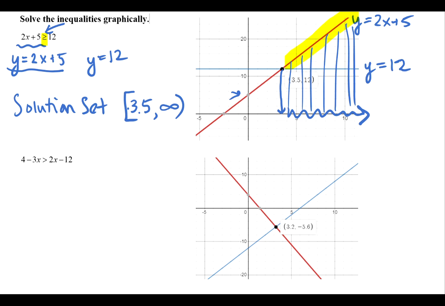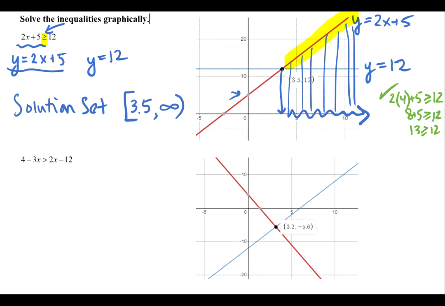We could easily check that by plugging a value in right on the edge. So say 4. If we put a 4 in, 2 times 4 plus 5, is that greater or equal to 12? Well, 8 plus 5 is 13. That sure is greater than or equal to 12.